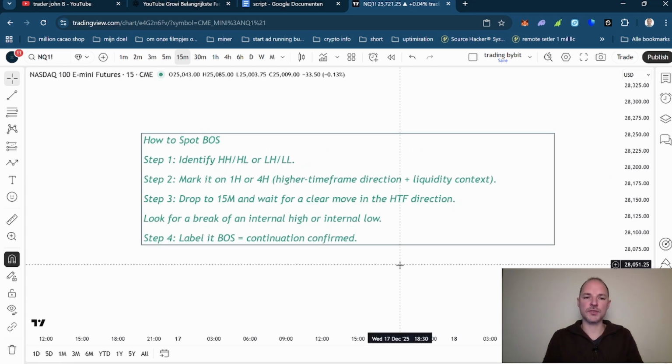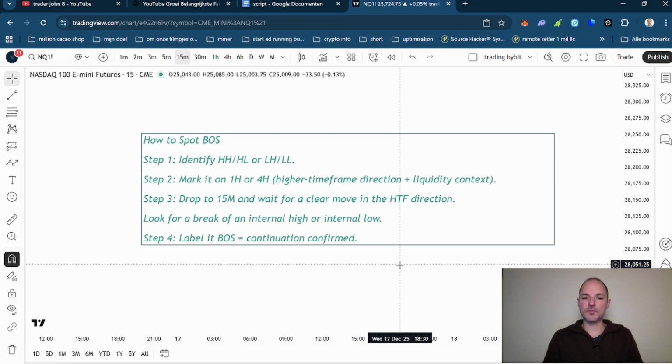How do we spot a break of structure? First of all, you need to identify on a higher time frame where the higher highs and the higher lows are. Or if we are in a downtrend, we need to know where the lower highs and the lower lows are. So go to a 4-hour or a 1-hour time frame and mark those out. This will give you a clear direction for where the market is going right now.